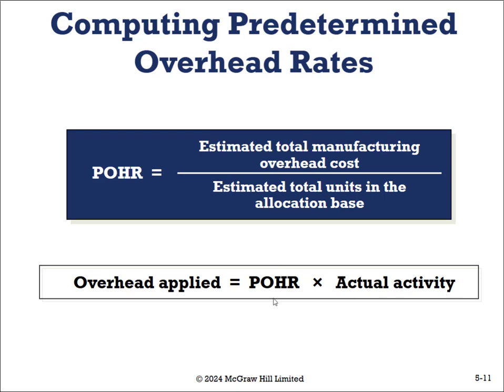Well, then we take our predetermined overhead rate. We see that our job requires, say, 10 hours of direct labor. So we take the POHR times 10, and we apply that overhead to that job.